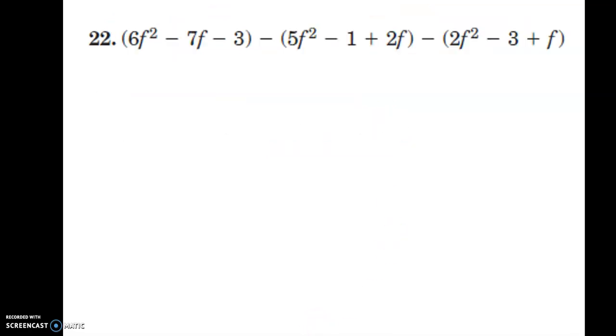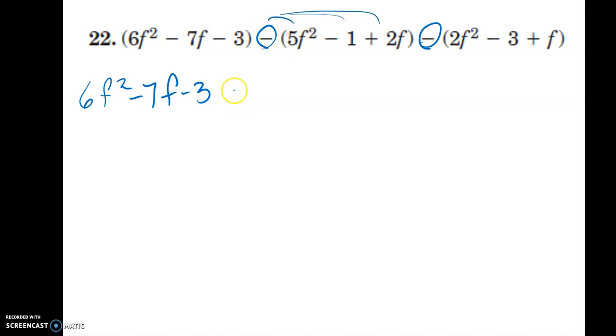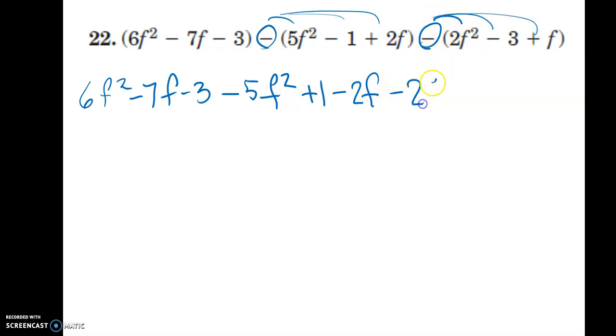Our last example, though, is 3 polynomials where I do have subtraction between each of the second and the 3rd polynomial. So I do need to do distribution. So I'm going to bring down the first polynomial, and then I'm going to distribute that negative throughout the first group. So that negative 5f squared, negative times a negative gives me a positive 1. Negative times a positive gives me negative 2f. Distribute the negative through the second polynomial, so negative 2f squared. Negative times a negative gives me a positive 3, and negative times a positive gives me negative f.